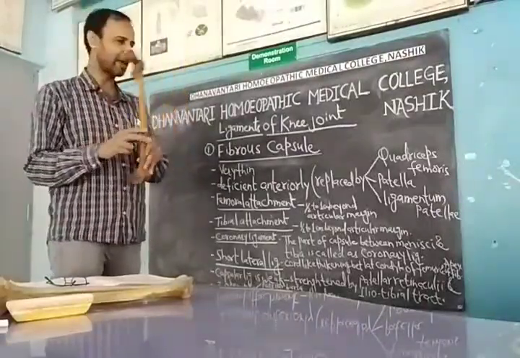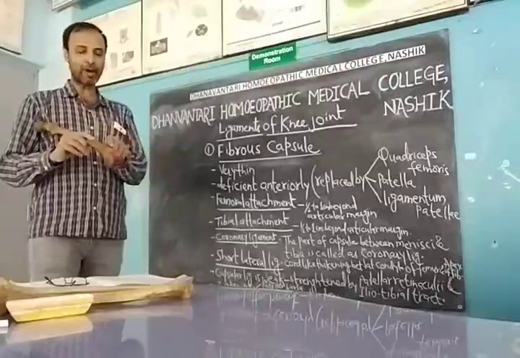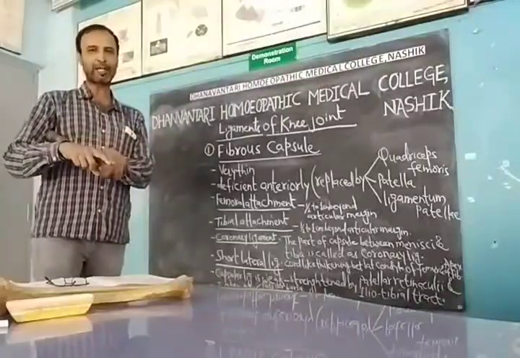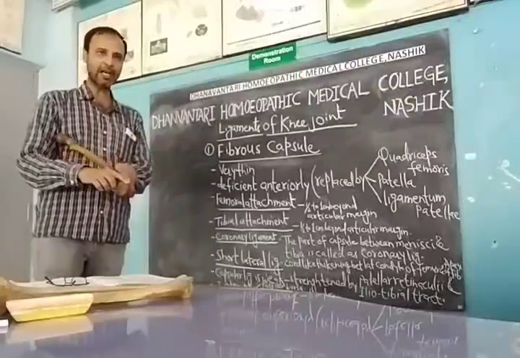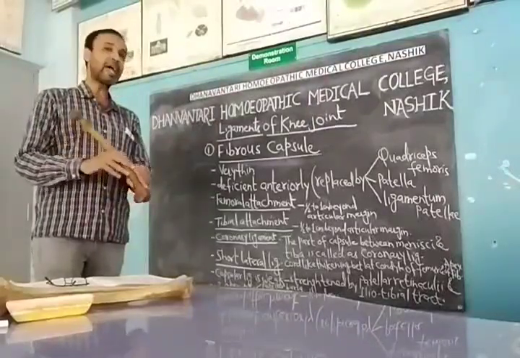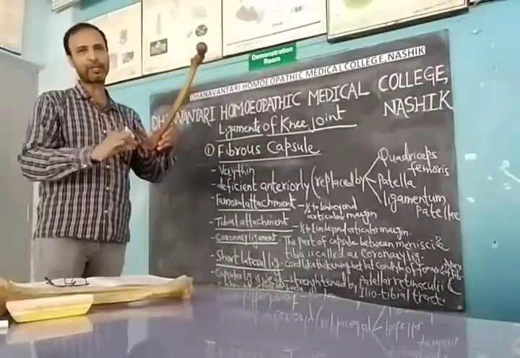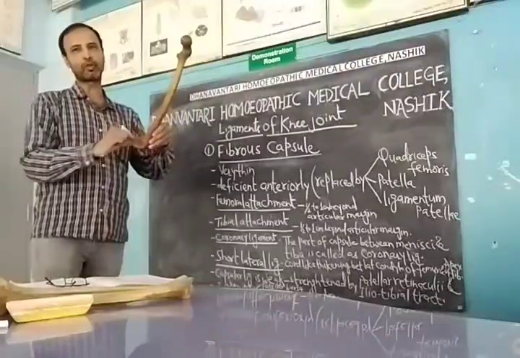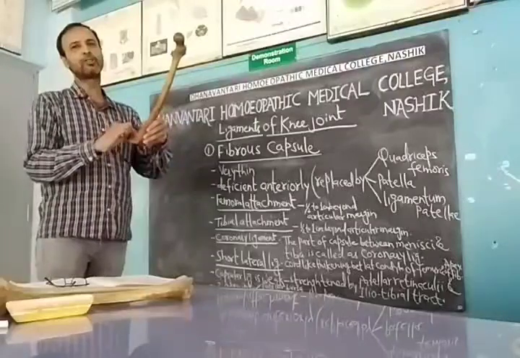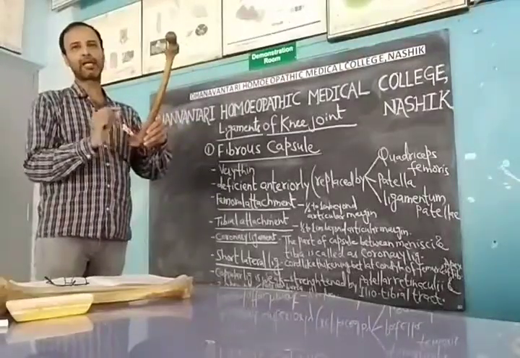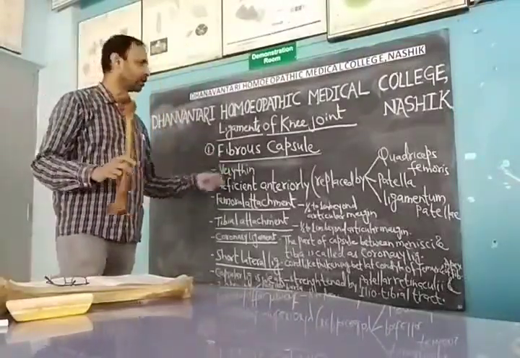So two openings are there. One is with the suprapatellar bursa, between the patella and the condyles of the femur. The other is the exit of the popliteus. We know that's the popliteus tendon, the popliteus muscle tendon, which comes out towards the tibia. So these are the two openings present in the fibrous capsule.